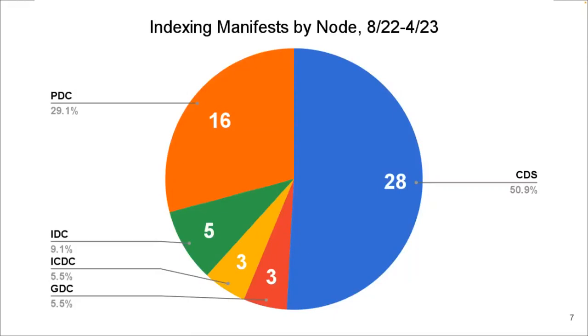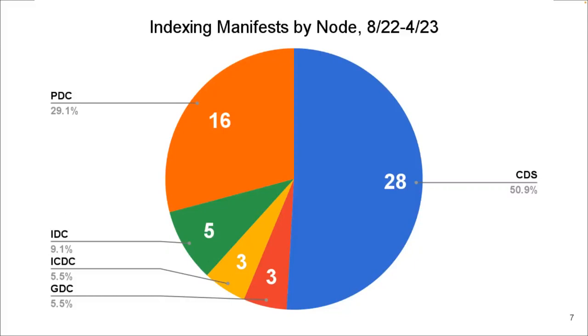Another measure of utilization is the number of indexing jobs or manifests by each of our data nodes. The 55 manifests received by the end of April represent a 37.5% increase over the previous year. Slightly over half of our work has come from CDS, although the Proteomic Data Commons have also been active with monthly releases, redactions, and modifications. While there are fewer manifests from IDC and GDC, it should be noted that these are very large manifests and often take weeks and sometimes months to process.